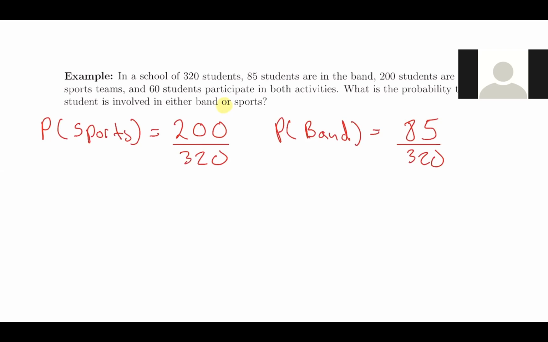for band. But if you also notice right here, they said 60 students participate in both activities. So that means we have 60 students who are in sports and in band. So you put 60 out of 320. All right. Any question about any of those notation that I have so far? All right. So let's go ahead and do the formula.